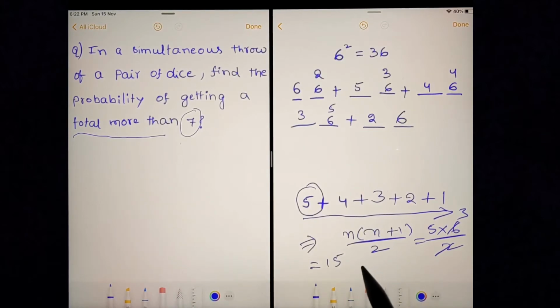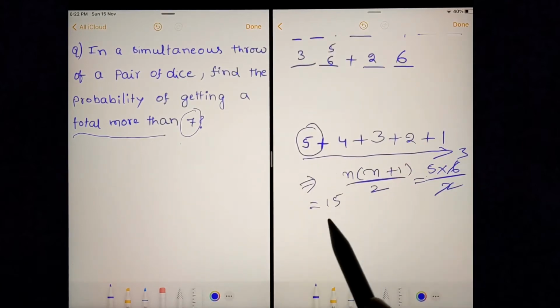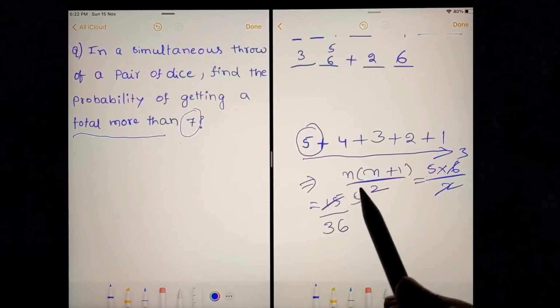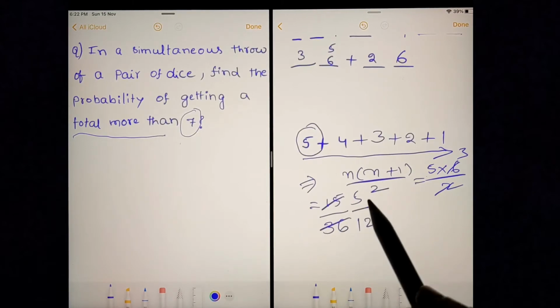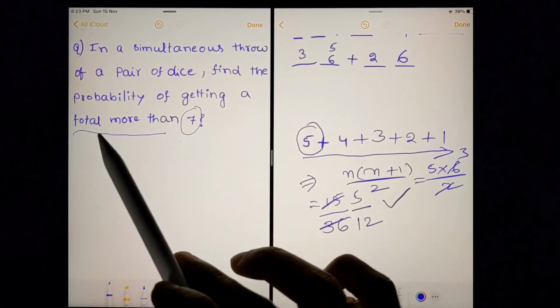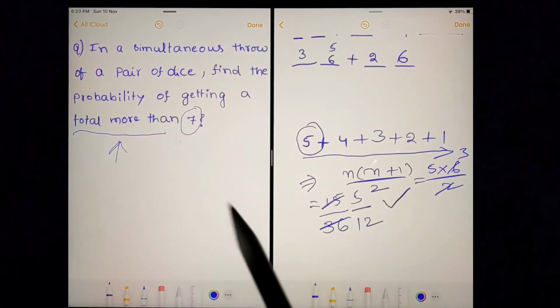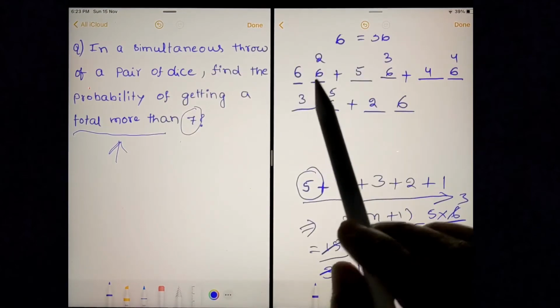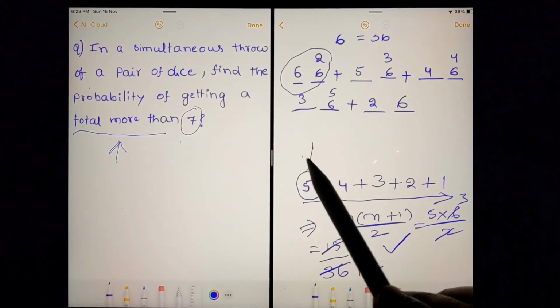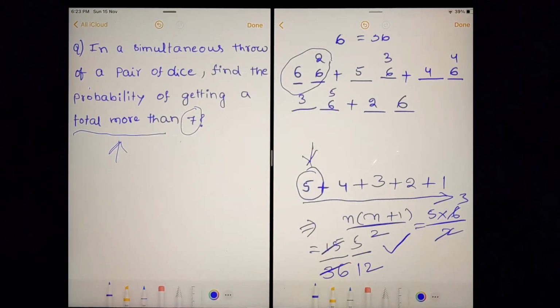So what is the probability? Probability means expected outcomes by total outcomes. Expected outcomes here is 15 and total outcomes are 36. If we simplify this, 3 5s are 15 and 3 12s are 36. 5 by 12 is the answer. In dice problems, whenever they ask sum more than something, then you don't need to list down all. Just start with 6 and calculate how many outcomes are there. Take that as n and apply sum of n numbers formula. It will work. In this case, n is 5.